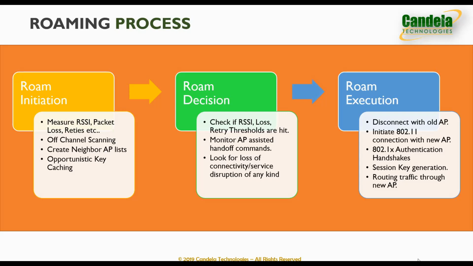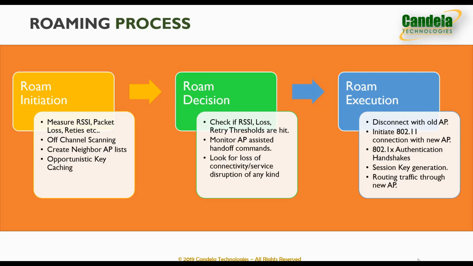As a part of roam initiation, the station, although connected to the home AP on a specific channel, at regular intervals scans on other channels to create a list of potential neighbor APs to roam to when and if needed. With newer protocol extensions like 11k, the home AP can create the neighbor AP list for the station so that the station does not have to spend valuable time and energy scanning periodically on other channels. The roam initiation process can also involve caching security keys ahead of time in order to speed up the security handshakes in the event of a roam.